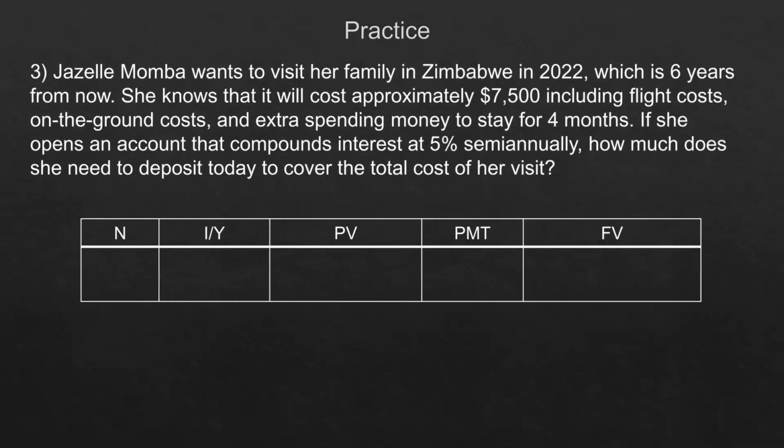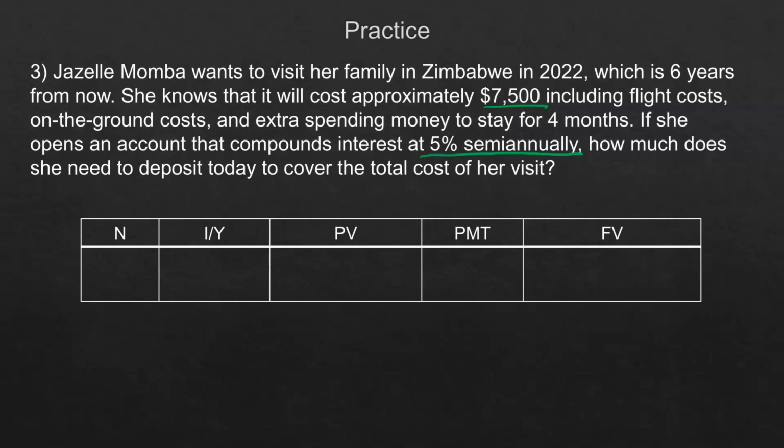Okay, next example. Giselle wants to visit her family in Zimbabwe in 2022, which is 6 years from now. Well, not from right now, but in the book, that's what it was. She knows that it will cost approximately $7,500, including flight costs, on-the-ground costs, and extra spending money to stay for 4 months. That's a pretty extended stay. If she opens an account that compounds interest at 5% semi-annually, how much will she need to deposit today to cover the total cost of her visit?